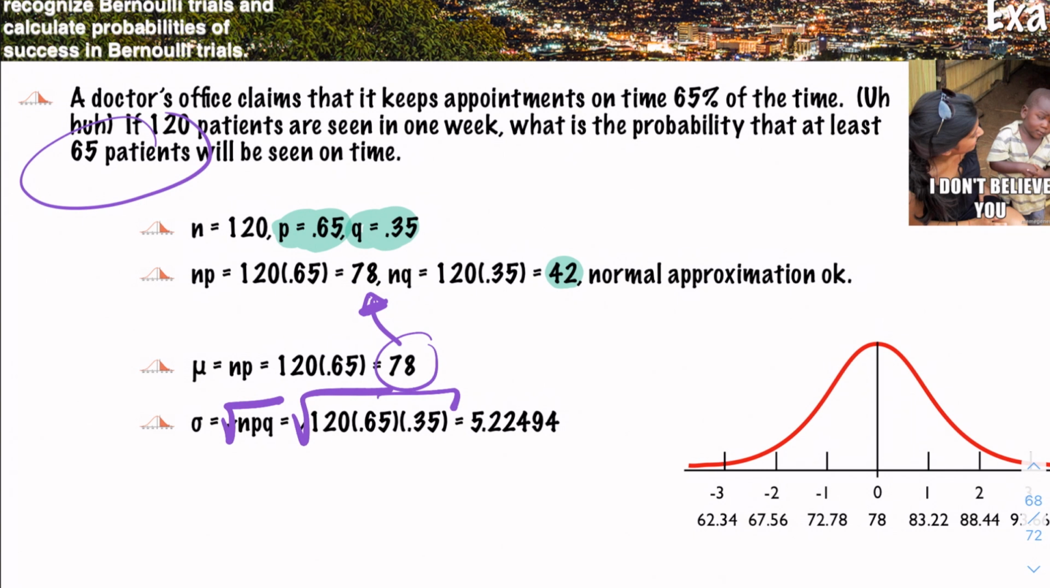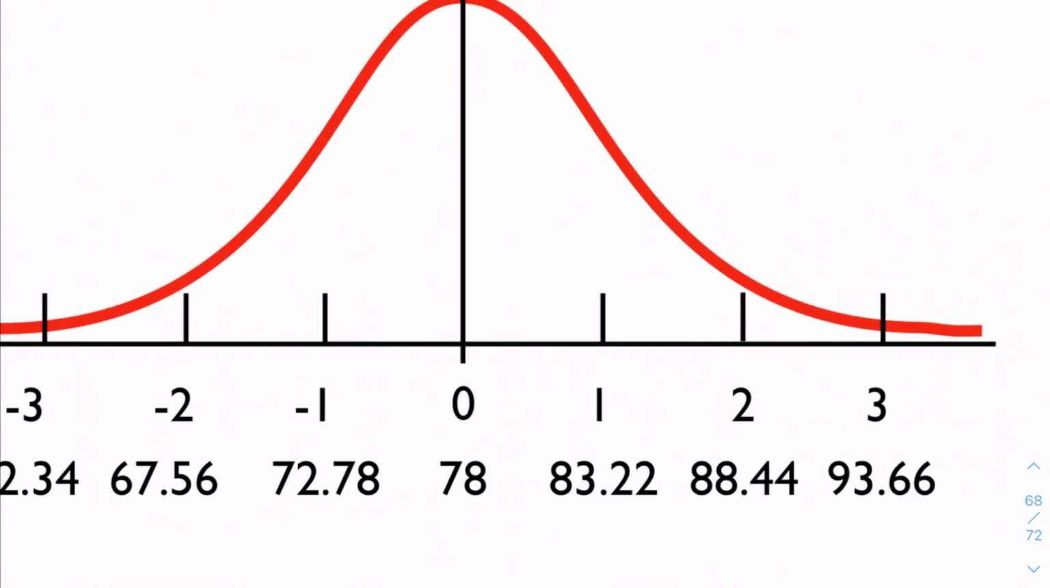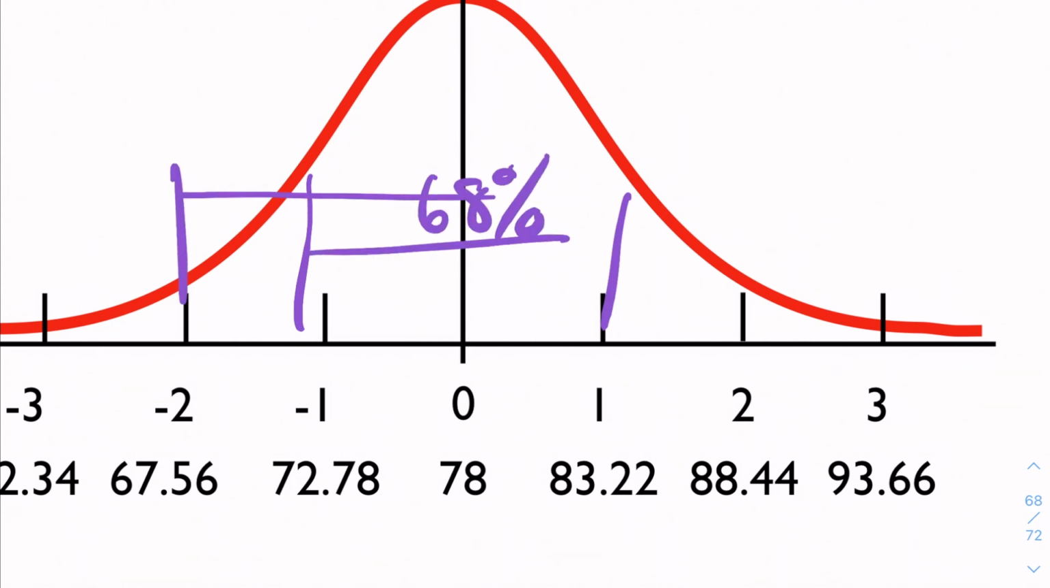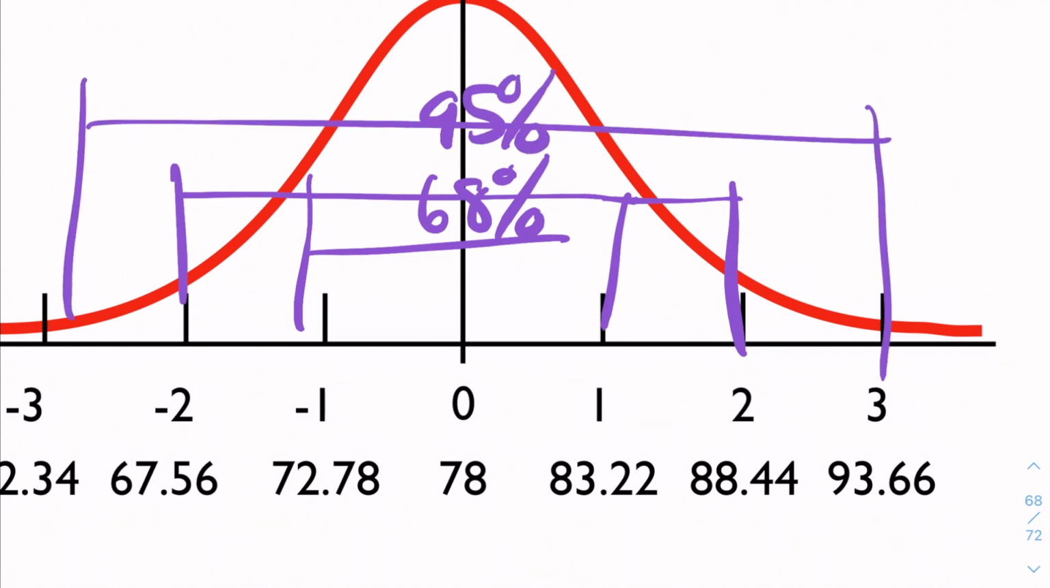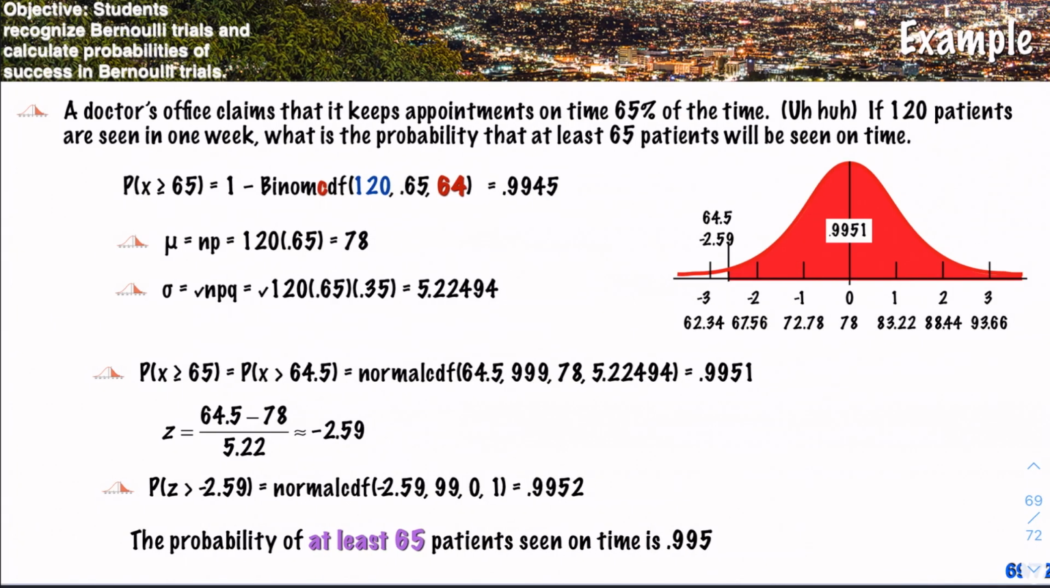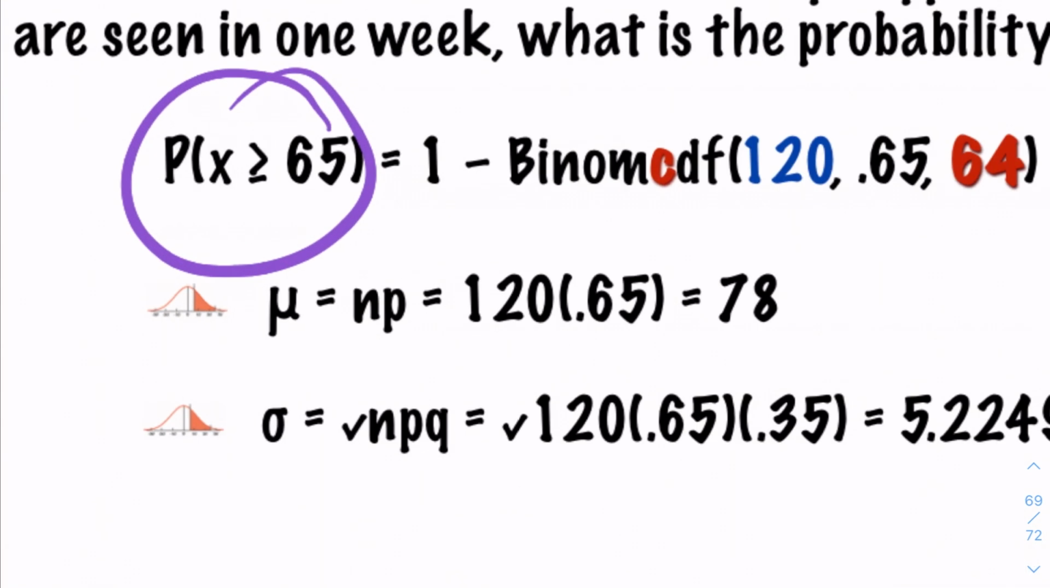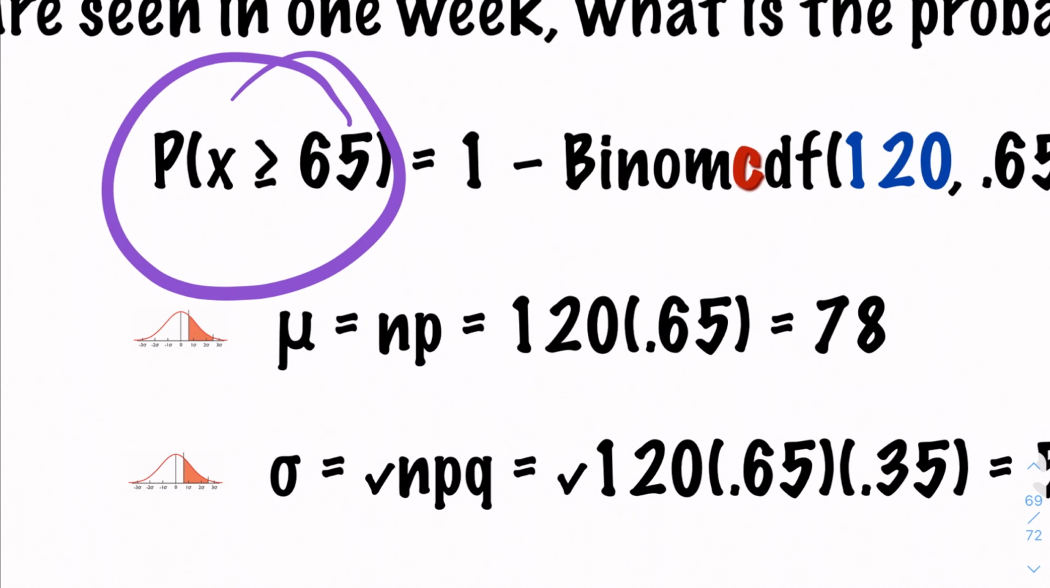And I just want you to think, if you've got mean and you've got standard deviation, we are creating our normal model. So our mean of 78, 1 standard deviation, which is 68%, 2 standard deviations, which is 95%, and 3 standard deviations, which is 99.7% of our distribution. Just good reminders. So what we are looking for is the probability that at least 65 patients are seen on time. So the probability that X is greater than or equal to 65.